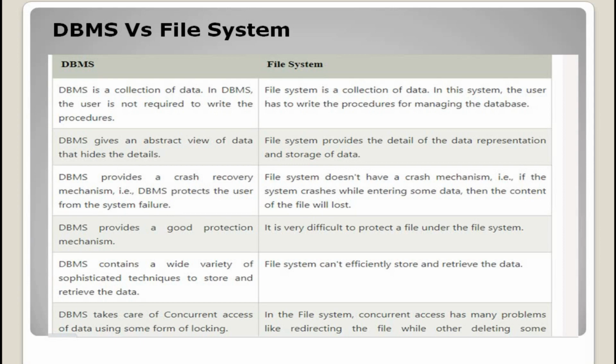The last point says that DBMS takes care of concurrent access of data using some form of locking, but in the file system, concurrent access has many problems like reading the file while another is deleting some. So this point says that when we are offering the multiple access or the concurrent access of the data in the DBMS, we have some locking protocols which we are going to discuss in the last unit of this course of database management system.